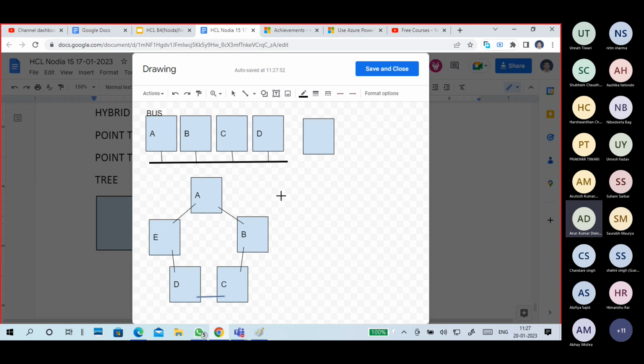And how will it communicate? If A wants to send a message to D, it goes A to B, B to C, C to D. If D wants to send a message to A, it goes D to E, E to A. It means it communicates in one direction, like clockwise or anti-clockwise.